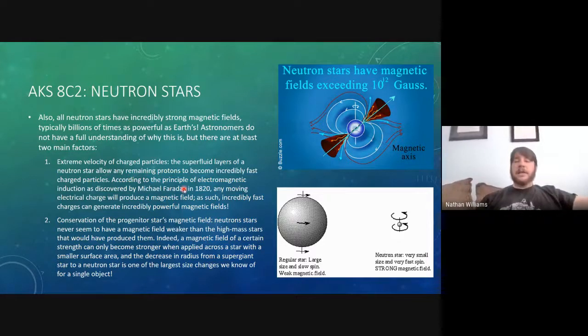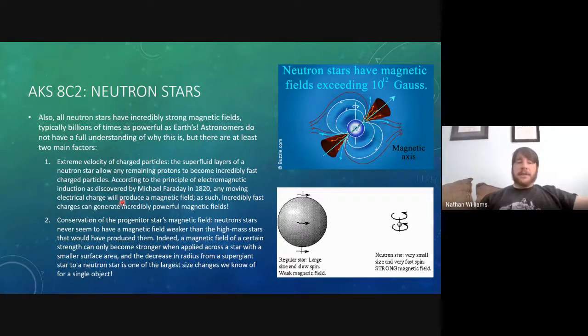The other factor is a conservation idea. We've talked about conservation of things before, especially conservation of angular momentum. That's been a big deal a few different times throughout the course of the semester. But here, we're not talking about conservation of angular momentum, but instead the magnetic field of a star. What seems to be the case is that a neutron star, even though it's much, much smaller than its progenitor star, like a supergiant that it may have come from, seems to conserve the magnetic field that supergiant star had.